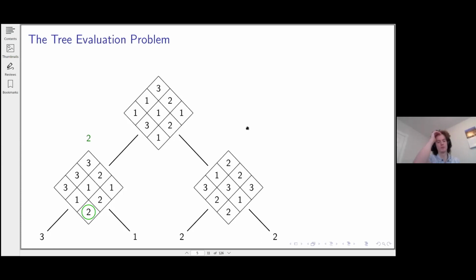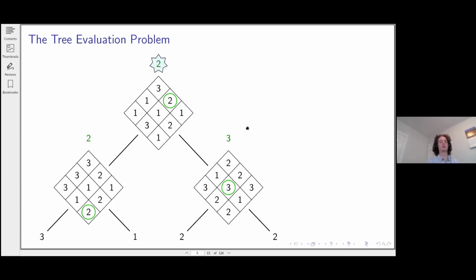So that means we should look at row 3, column 1, and we find the value 2. Similarly, the right child of the root, the children tell us to look at row 2, column 2. We find the value 3. And now for the root, we know that its two children's values are 2 and 3. So we look up entry 2, 3 in the table, and we find 2. And the value at the root is the final answer, the final output for tree evaluation.